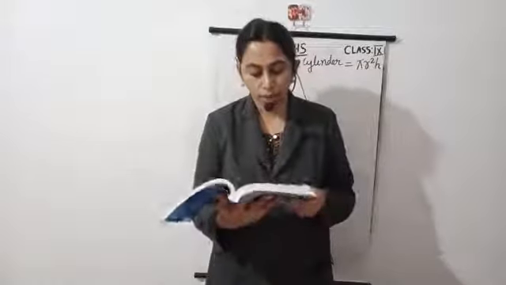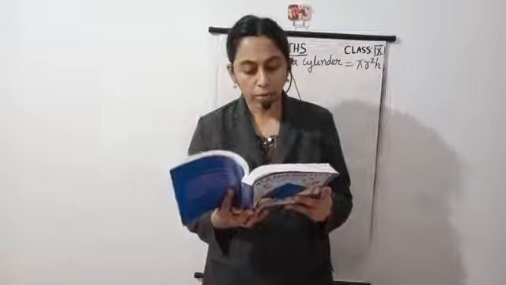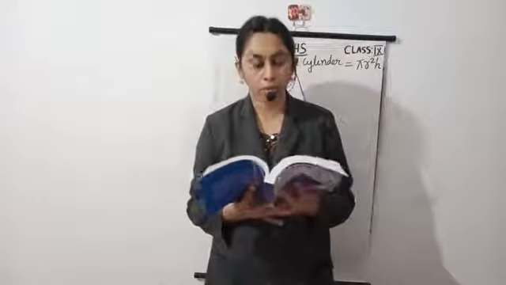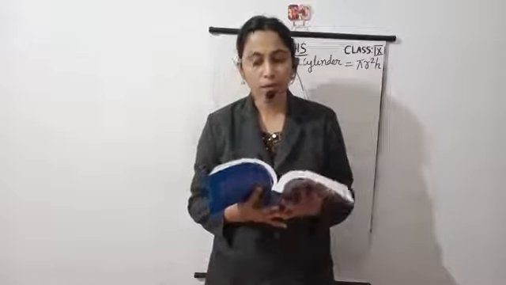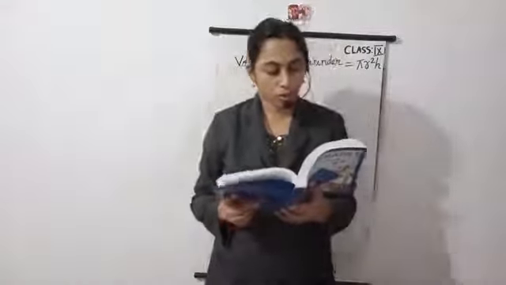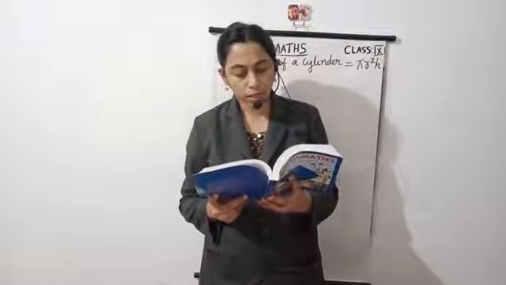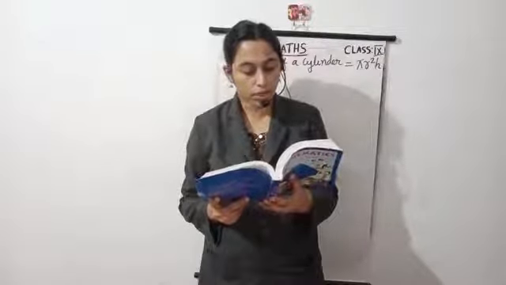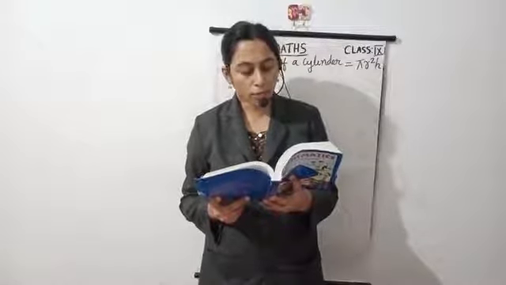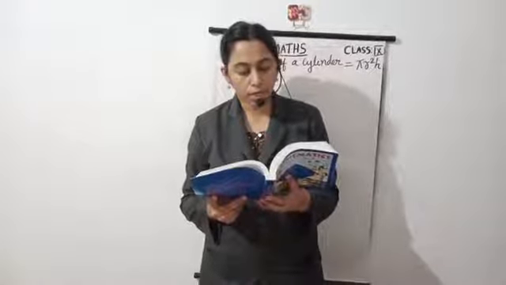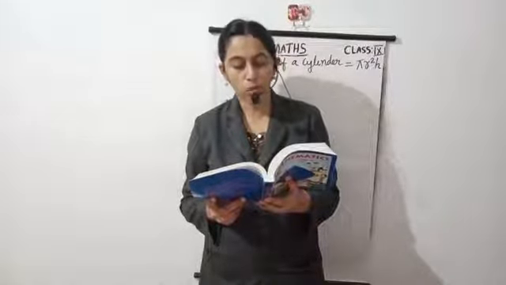Now take your textbook page 230, exercise 13.6. Assume pi equal to 22/7 unless stated otherwise. Here pi is given as 22/7. Otherwise, the value of pi is given with the question. First question. The circumference of the base of a cylindrical vessel is 132 centimeter and its height is 25 centimeter. How many liters of water can it hold? 1000 centimeter cube is equal to 1 liter.